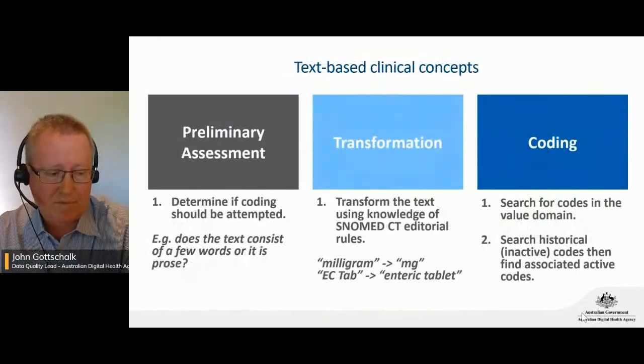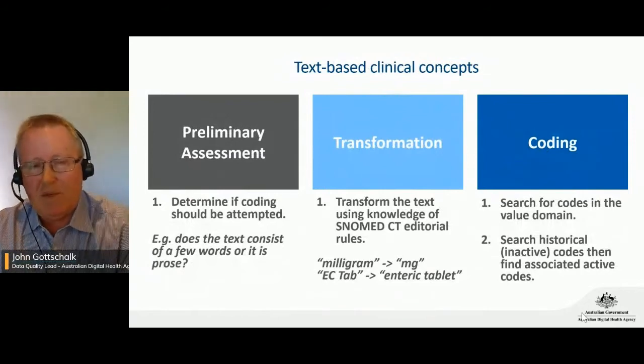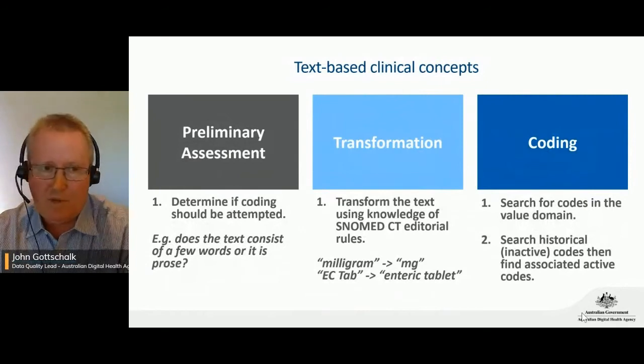And then for that scenario, and also for concepts that were just text-based, there was no code, then this is the process that we followed. We would do, when I say we, the software would do a preliminary assessment to determine if coding could even be attempted. An example of one of the assessment rules was, does the text consist of a few words or is it prose? That is, does it consist of paragraphs and multiple pages or numbered and unnumbered lists? So we would reject some text if it couldn't be coded.